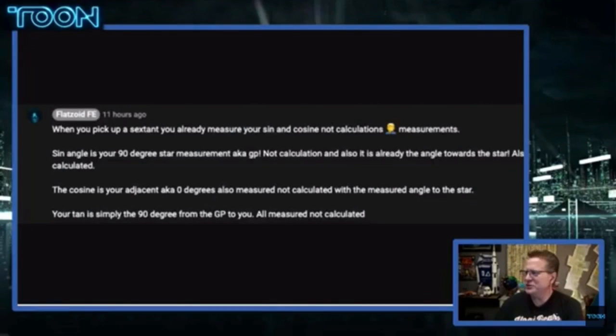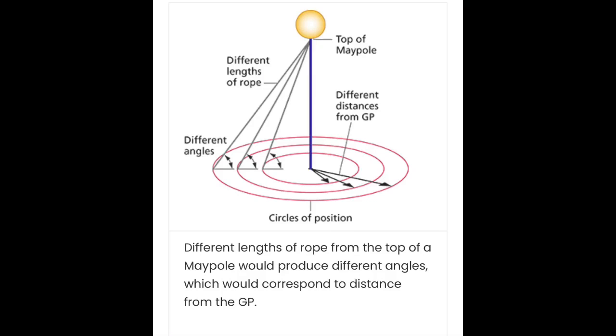Not calculation, and also it is already the angle toward the star, and also measured, not calculated. The cosine is your adjacent, aka 0 degrees, also measured, not calculated, with the measured angle to the star. No. Before I show the sine and cosine relationship of a triangle, I just thought I'd show you this as well. Different lengths of a rope from the top of the maypole would produce different angles, which would correspond to distance from the GP. So far you're not sounding very bright, Mr. McToon.